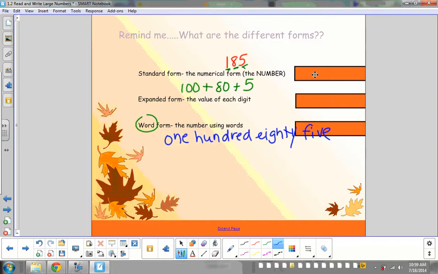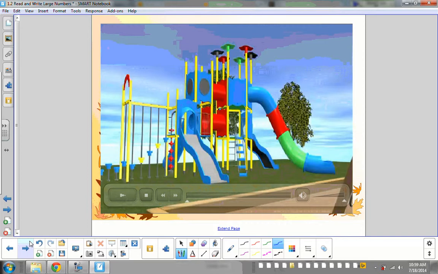You need to know those three forms and what they mean. You need to know that standard form is just the numbers. Expanded form is making those numbers bigger. What place value is it? And word form is actual words. Okay, let's watch a little video that I found for you guys.